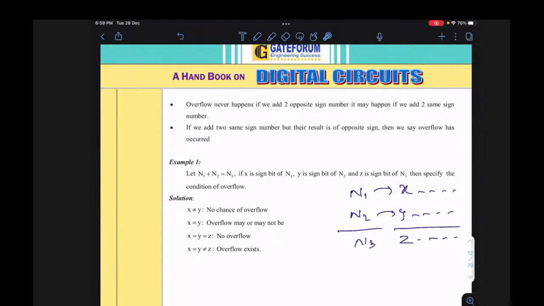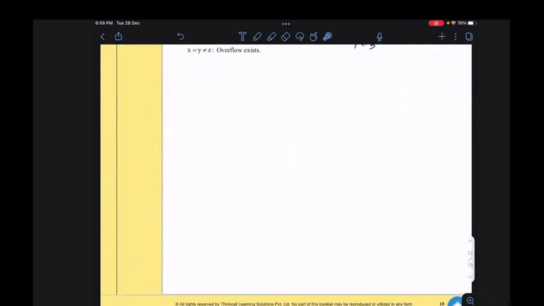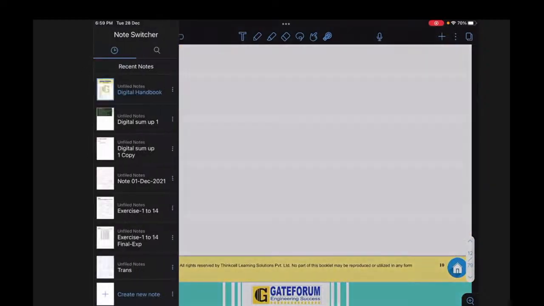But if the reverse happens, that is x and y are the same but z is opposite, so x is positive, y is positive, z is negative, or x is negative, y is negative, z is positive, in this kind of case, overflow exists. Okay, so this is the concept of overflow.